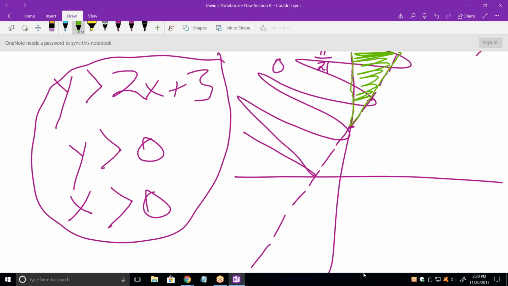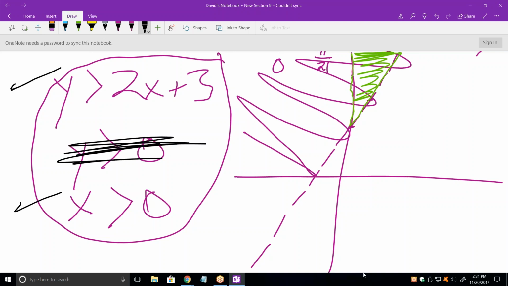all the way to infinity, but that is the combined solution set for these three inequalities. Now, if you have multiple inequalities, in this case, the only two that I really needed were those two and those two. Let's cross that one out because that doesn't add anything to the problem.